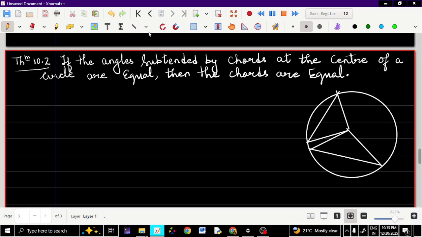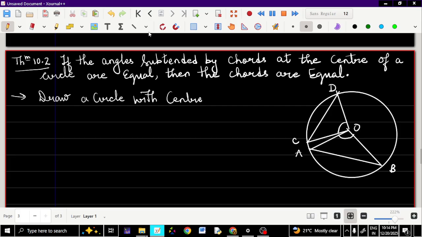So this is the center O. Let's say this is A, this is B again, this is C and this is D. So it is already given to you that these angles are equal. Angles subtended by the chords at the center are equal. So again, we'll have to draw a circle with center O. If you see, this is exactly the opposite of the previous theorem.